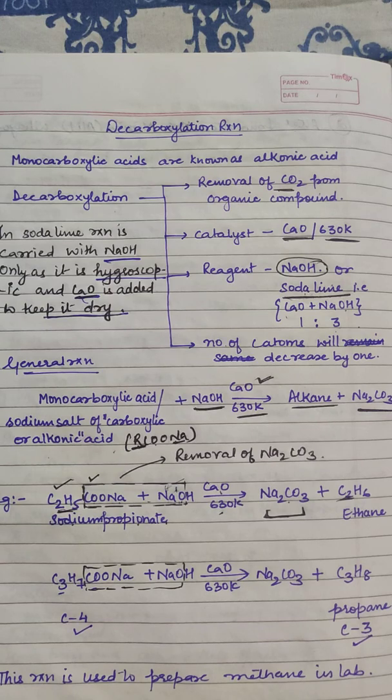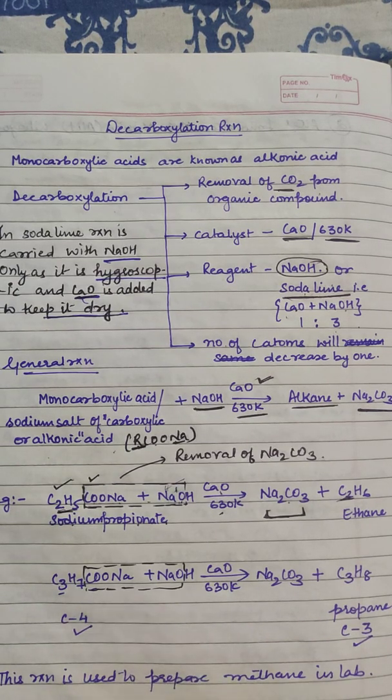Now this reaction is majorly used to prepare methane in the lab. So the major purpose of this reaction is to prepare methane in the lab. It always leads to the production of Na2CO3, and an alkane is produced from the alkanoic acid, where you will find that the number of carbon atoms will decrease by 1.